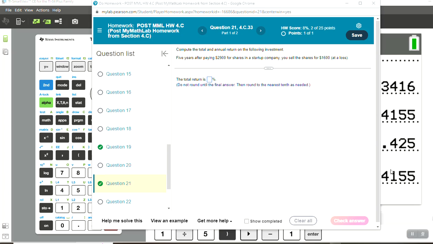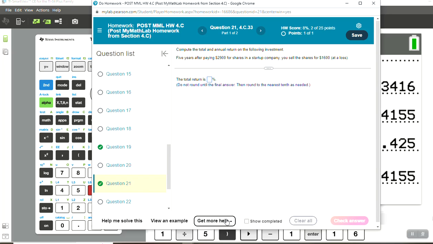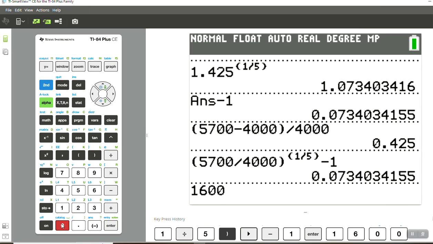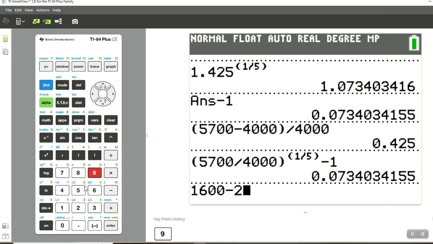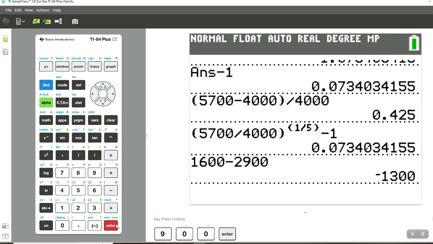If we go to our calculator, you'll see easily that when you subtract, make sure I got the right values from the problem, it was sold at $1,600 and purchased at $2,900. So 1,600 minus 2,900 still is the value you sold it at minus what you paid. And it's negative 1,300 because you sold it for less than you paid for it. That's why you lost money on the transaction.